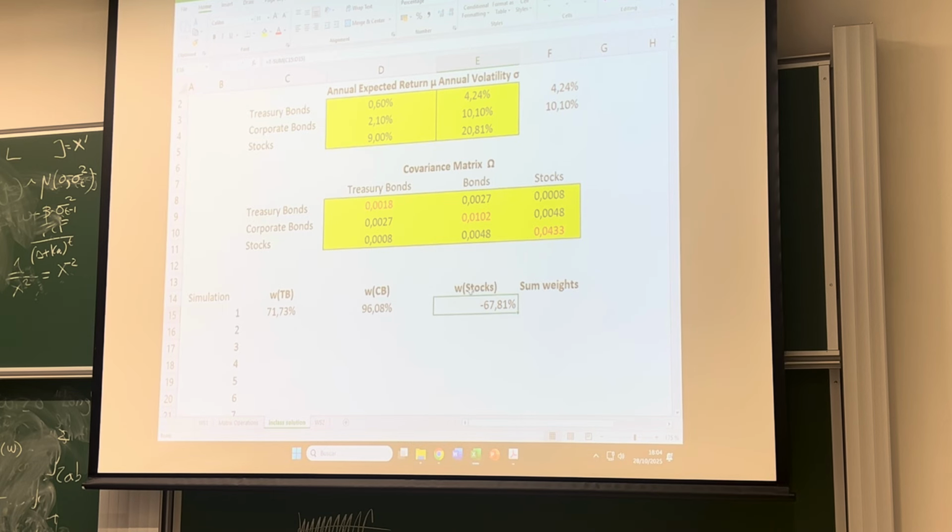So this guy is taking 71% buying treasury bonds, 96% buying corporate bonds, and that's a superposition. So where he gets the money from? Selling stocks, 67%. And of course, if everything is fine, the sum of the three weights needs to add up to 100%.